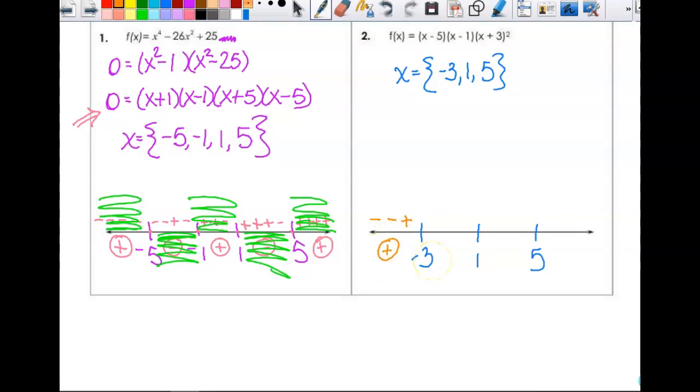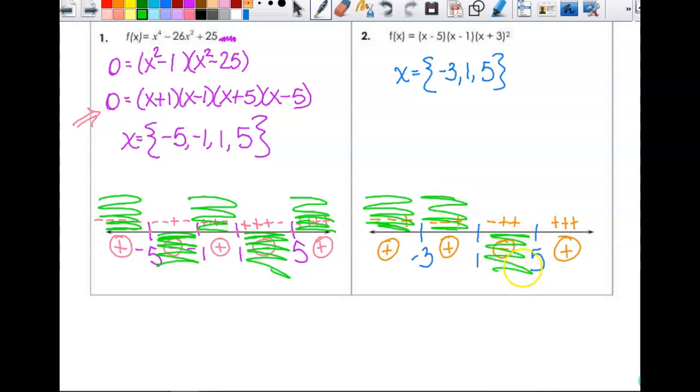Between negative 3 and 1, I can pick 0. So that'll give me negative, negative, positive. Again, that's positive overall. Then I can choose 2. That would give me negative, positive, positive. And 6 would give me positive, positive, positive. Okay, so I've got positive, positive, negative, positive.